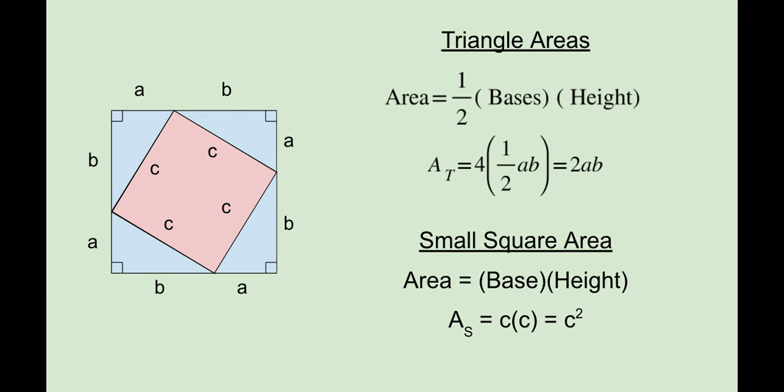Just as an FYI, the area of a square or a rectangle is base times height. The area of a triangle is half of that, because if you cut a square or a rectangle in half, you get a triangle. So I digress. The area of the blue and the red put together can be expressed as 2AB plus C squared. That's the area of this whole entire thing.